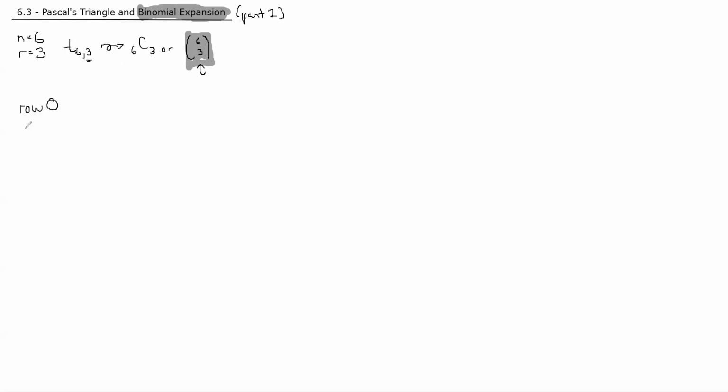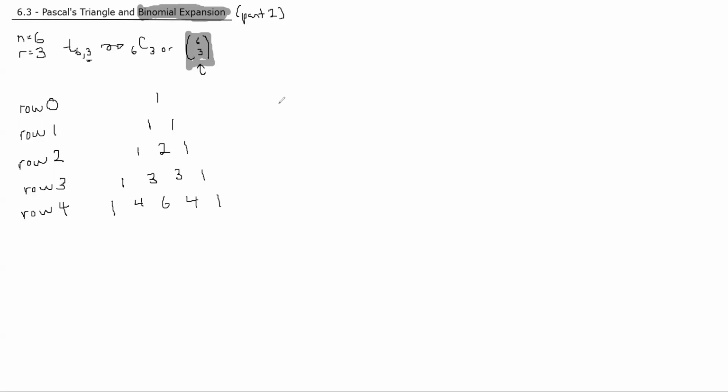So that we have a better reference, I am going to write out Pascal's triangle up to row 4. Maybe row 5 later on. Anyways, 1, 1, 1, 1, 2, 1, 1, 3, 3, 1, and 1, 4, 6, 4, 1.